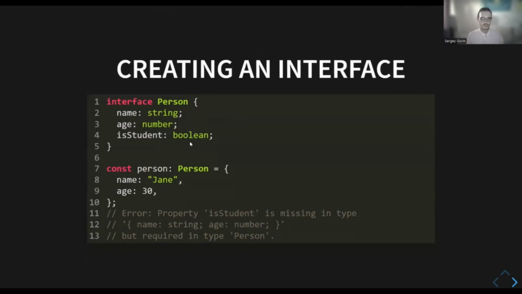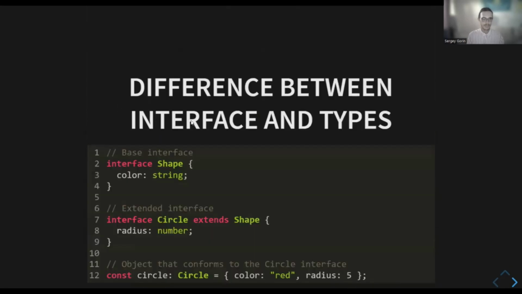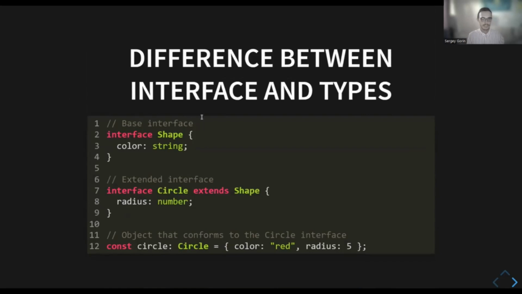The error occurs in this example. The error occurs because the object assigned to the person variable does not match the structure defined by the Person interface. The Person interface requires three properties: name, age, and isStudent. But the object provided is missing the isStudent property. In this example, we have a base interface, Shape, representing the common properties of shapes. We then extend the Shape interface to create a more specific Circle interface that includes an additional property, radius.